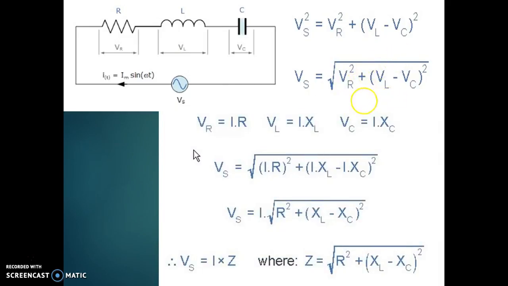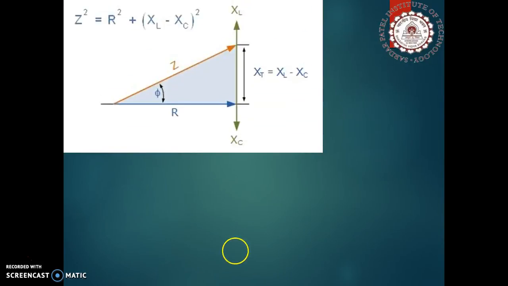Now VR is equal to IR, VL is equal to IXL, VC is equal to IXC. Therefore, taking I common, Vs is equal to I into root over R square plus XL minus XC the whole square. Now this whole term is substituted by a new term called impedance or Z, and this is the impedance triangle that we see here. R is plotted as the reference, and XL and XC are plotted according to the phase differences, and Z is the total impedance.